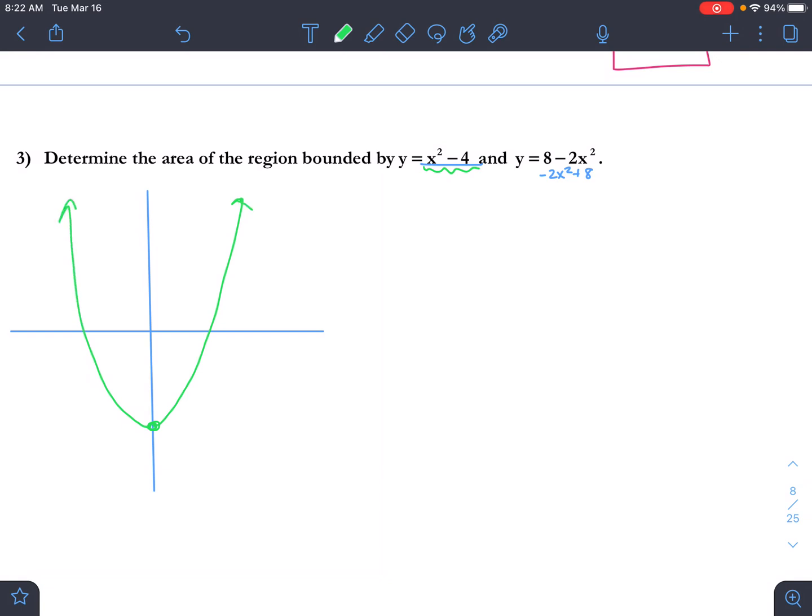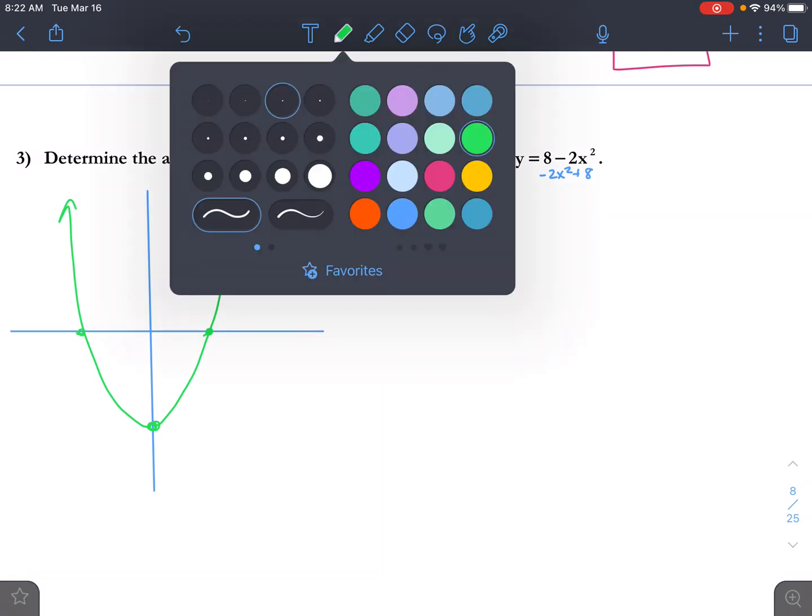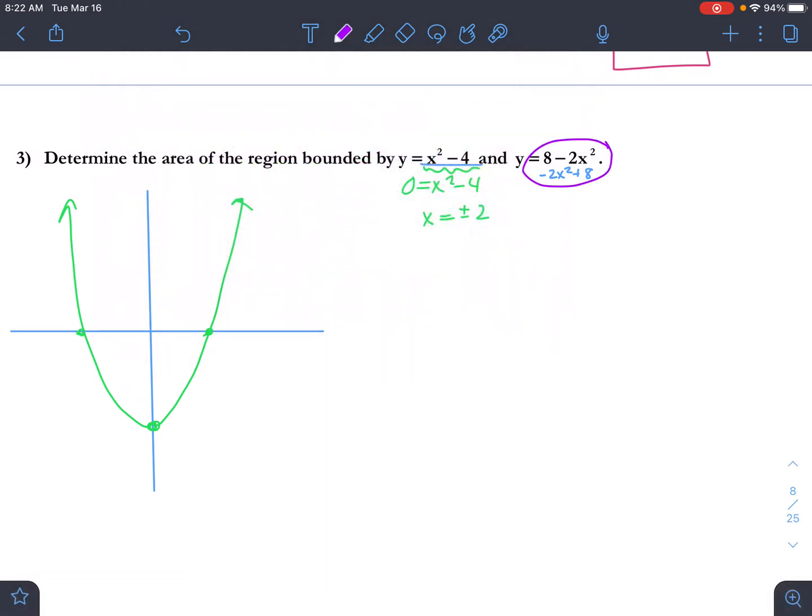If you didn't know where those x-intercepts were, you could set it to 0. Your x-intercepts, if you solve this, would be at plus or minus 2, so you know that for sure. But you also need to figure out negative 2x squared plus 8, that would be a y-intercept of 8. And then we go down, over 1, down 6, etc. Long story short, it ends up hitting at those exact points. So your area in between is going to be this football shape here.